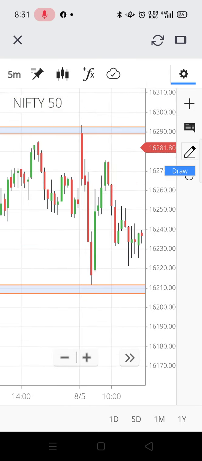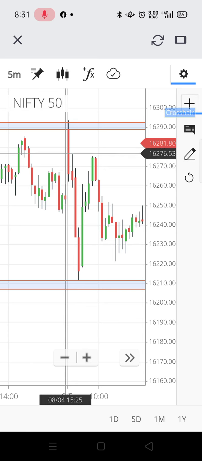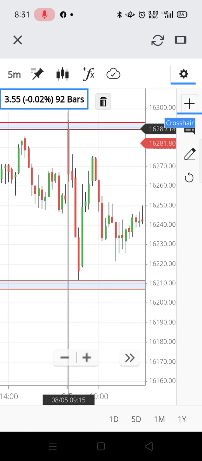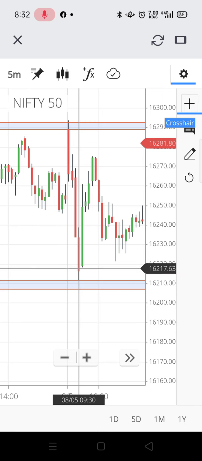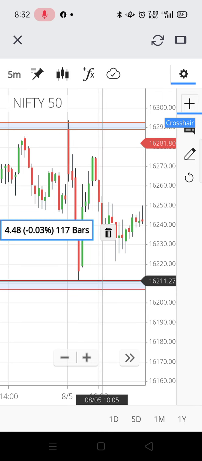At 9:15, the market opened at the supply zone, and I was convinced that market will face some sort of resistance over here and will fall. And so did the market. Market fell from 6,290 level all the way to the support zone.